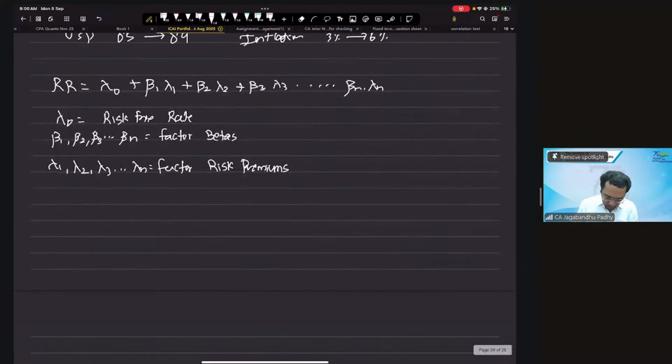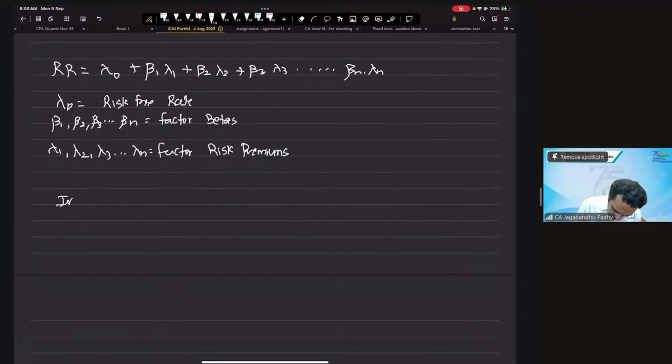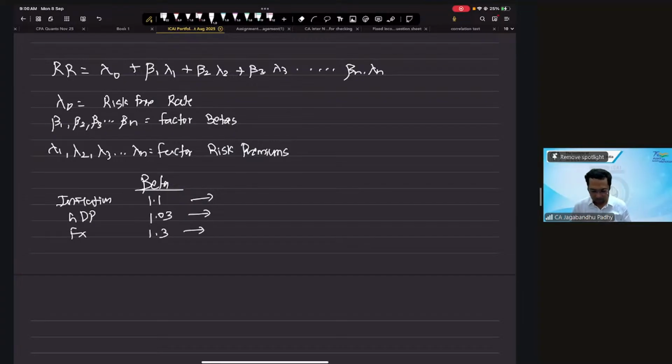Okay, so we may have three factors, let's say inflation, GDP growth rate, and foreign exchange rate. So we may have their betas. The inflation beta may be 1.1, GDP beta may be 1.03, forex beta may be 1.3. What do you mean by 1.1, 1.03 and 1.3? 1.1 means if inflation increases by 1%, security return will increase by how much?